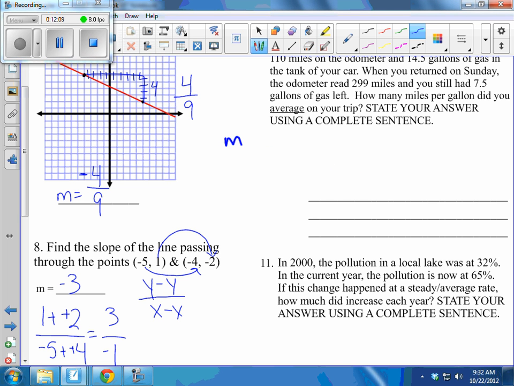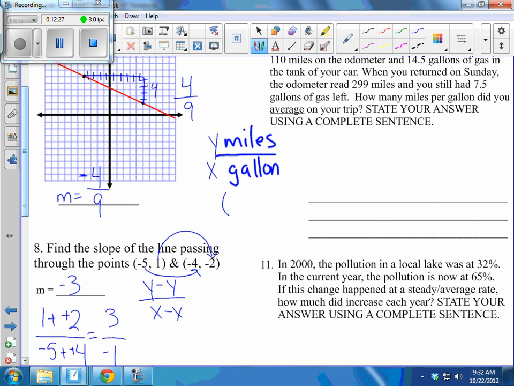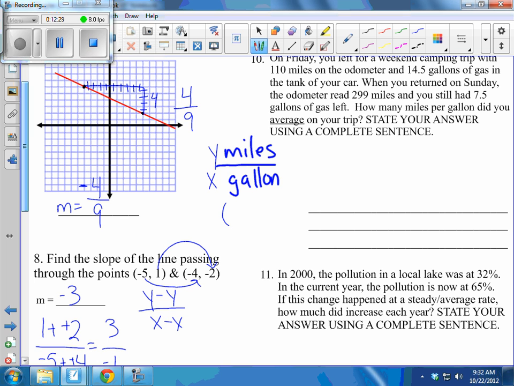The miles per gallon part. Let's go back to that. So when I'm filling in the miles per gallon, the miles are my y and the gallons are my x, but I didn't write them correctly the first time. So my first information for the 110 and the 14.5, the 14.5 is x and the 110 is y. And then in the other one, the 7.5 is the x and the 299 is the y.